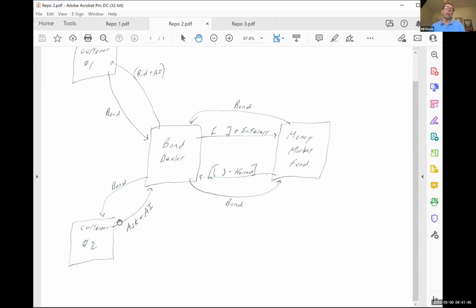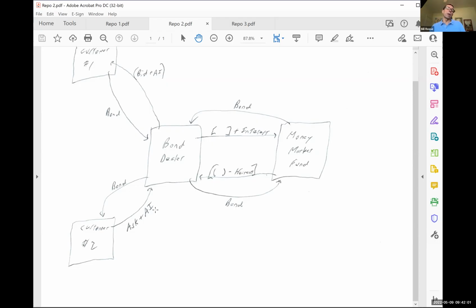Of course, customer number 2 has to give the bond dealer the ask price, which is going to be the clean price plus accrued interest. So the ask plus accrued interest is going to be the invoice price. Now, a couple of things I want you to note here.